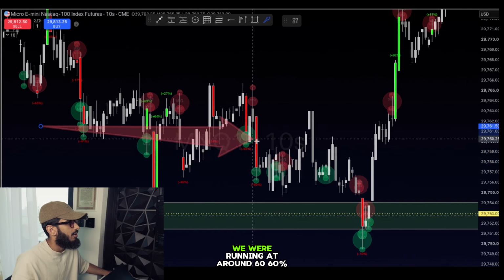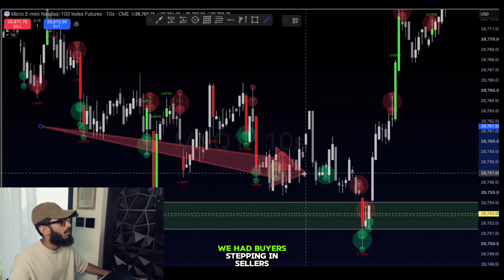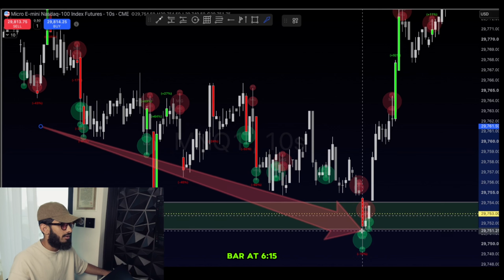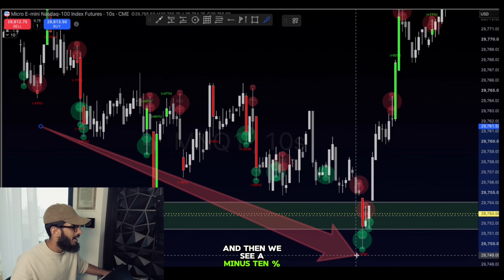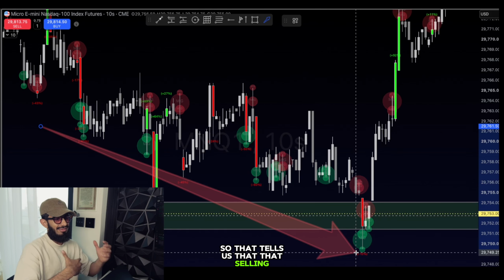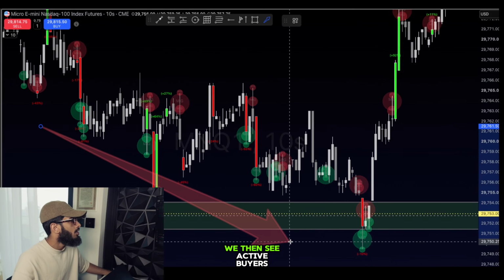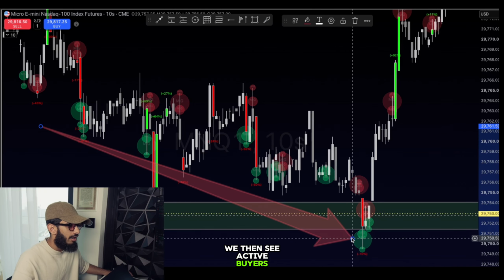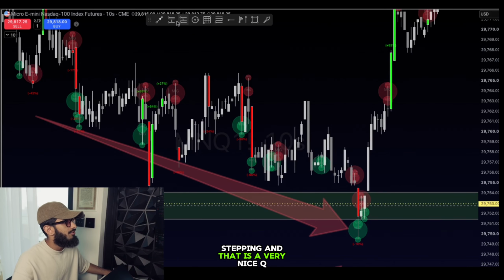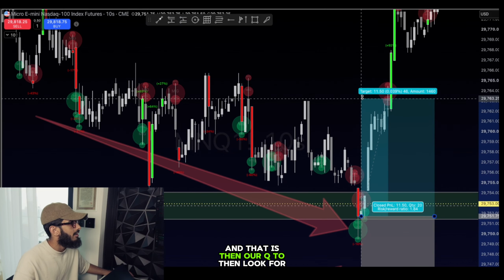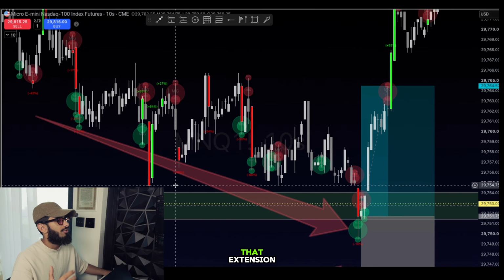The exact same thing here. We were running at around 60%. We had buyers stepping in. Sellers kicked in here, active sellers, that created this bar at 615. And then we see a minus 10%. So that tells us that that selling pressure is shifting over. We're moving into a more positive area. But more importantly, we then see active buyers step in. And that is a very nice cue. We already have it in an area of interest for us. And that is then our cue to then look for that extension.